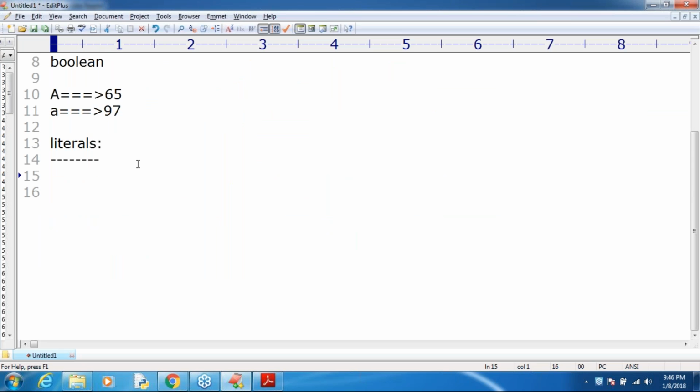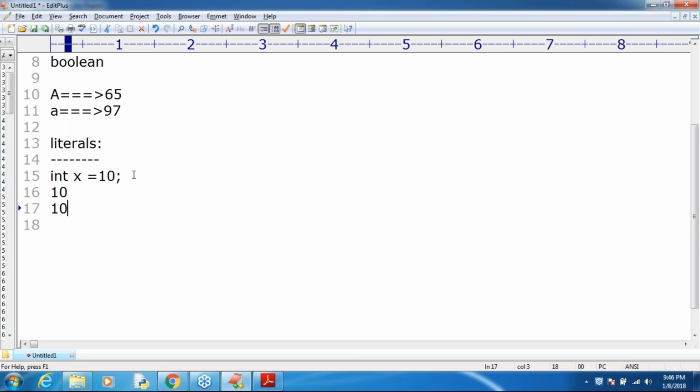Literal means constant value. If I take int x is equal to 10, what is this int? Int itself is nothing but the data type. What is x? x itself is the name of the variable or identifier. What is this 10? 10 is a constant value which can be assigned to the variable. This constant value is nothing but a literal. Remember that.